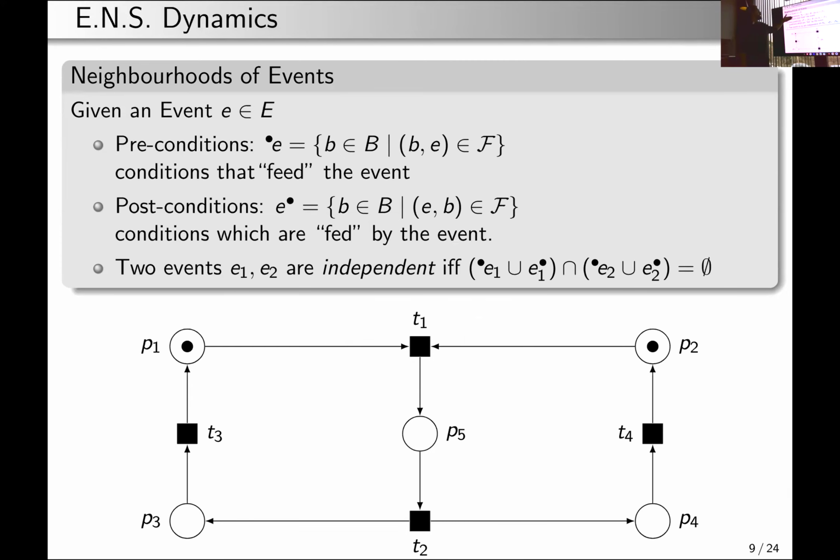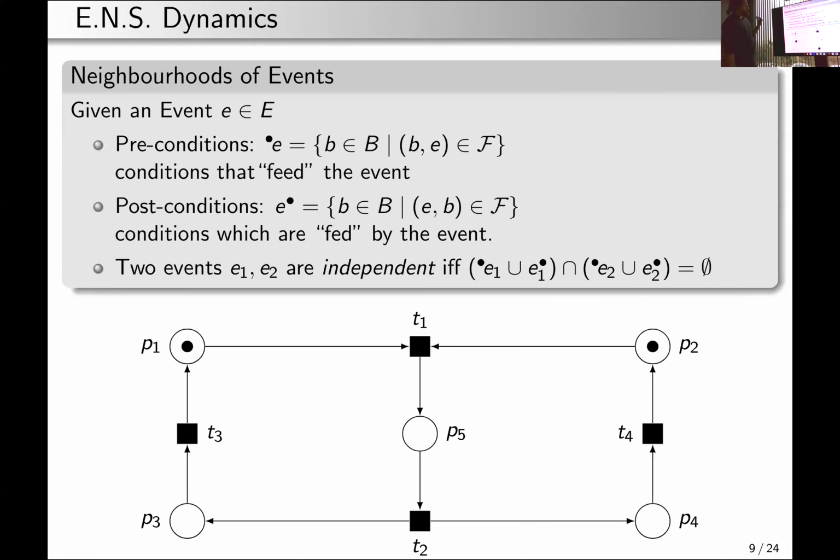Oh yeah, so thanks for the note. This slide should have come earlier. So this was the question. The preconditions are the places such that there is an arc to the transition. And symmetrically, we write the dot to the right to express the output places.